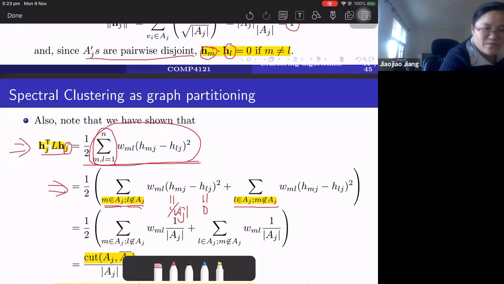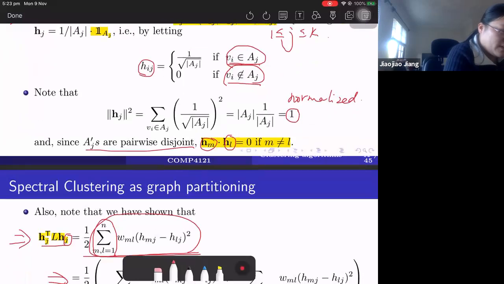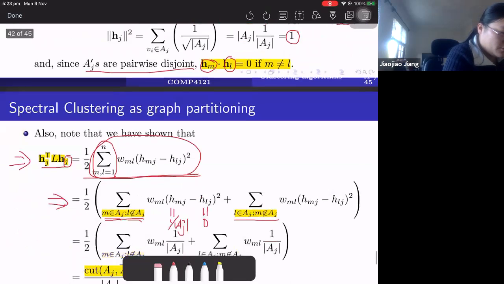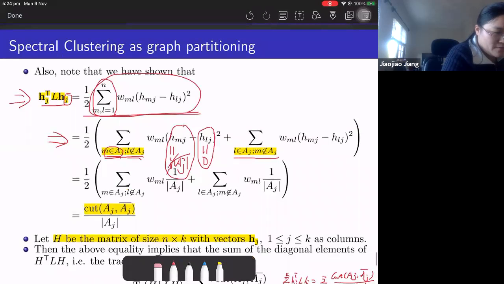Now, according to the definition of Hij, let's take a look at this Hlj. Because l is not in Aj, Hlj is equal to 0, right? So this is equal to 0. And because m is in Aj, Hmj is equal to 1 divided by the square root of |Aj|. And similarly for this part, similarly for this one.